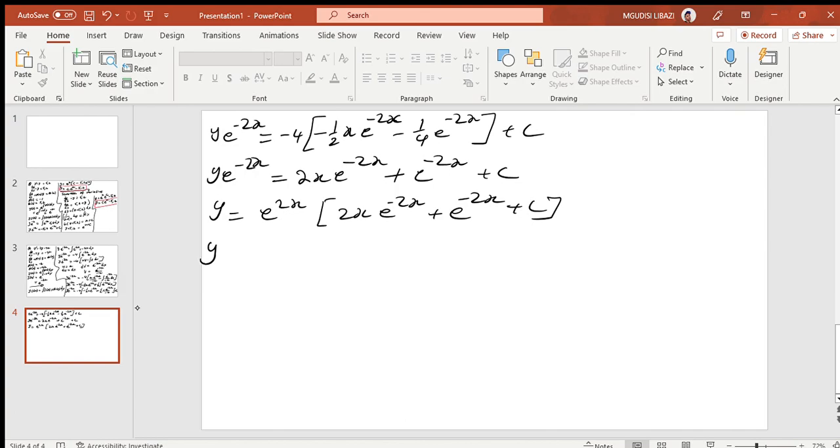So when we remove the parentheses, we get e raised to negative 2x times e raised to negative 2x, which is going to be 1. That means we get 2x times 1. And then plus e raised to negative 2x times e raised to 2x, we get 1. And then e raised to 2x times c is going to be c e raised to 2x. So that's what we have there, and this is our solution.